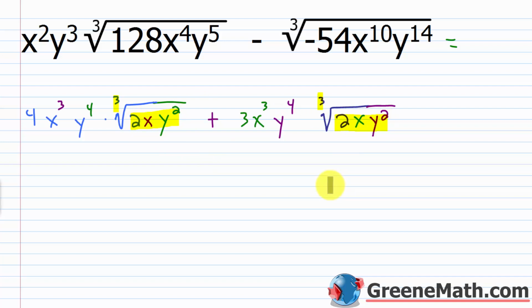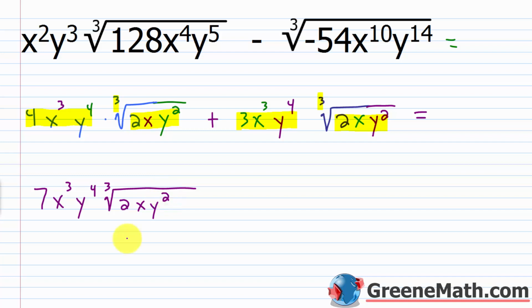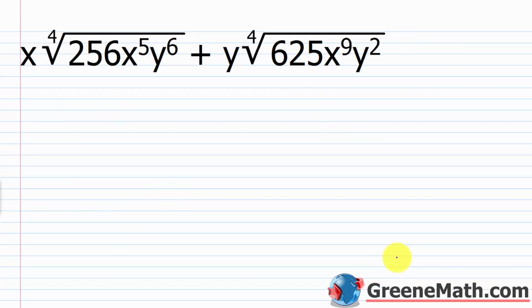Another thing is you got to have like terms, right? Because these guys right here have variables involved, so they got to be like terms for you to add anyway. But you do have that as well, right? You have x cubed, y to the 4th, and y to the 4th. So all I need to do is add 4 plus 3, that's 7. And then times x cubed, y to the 4th. And then times this common radical, which is the cube root of 2xy squared. And that's my answer.